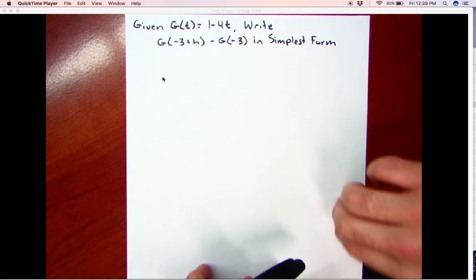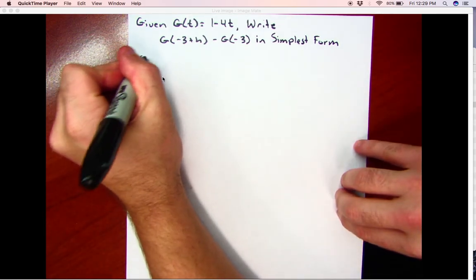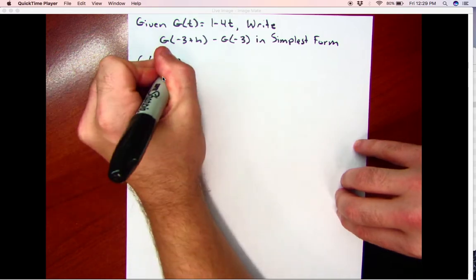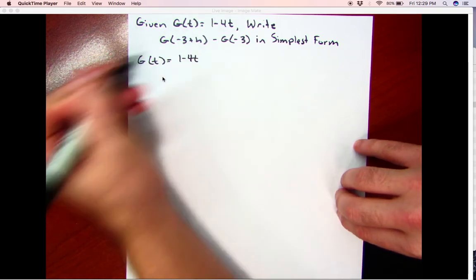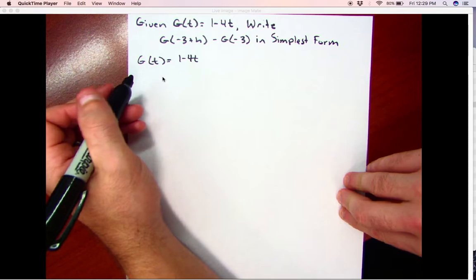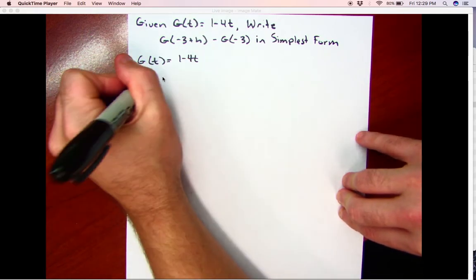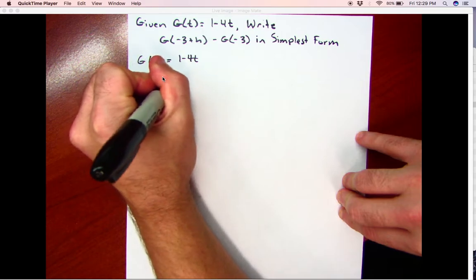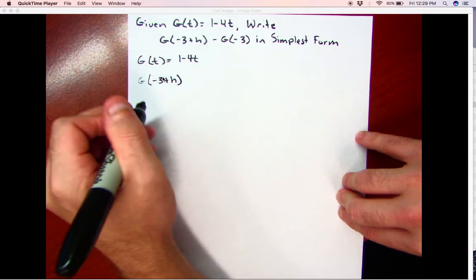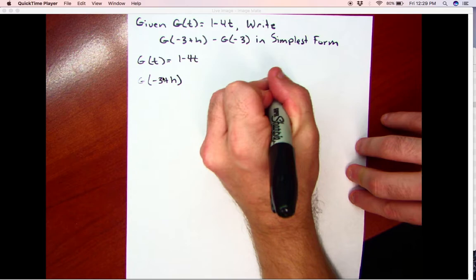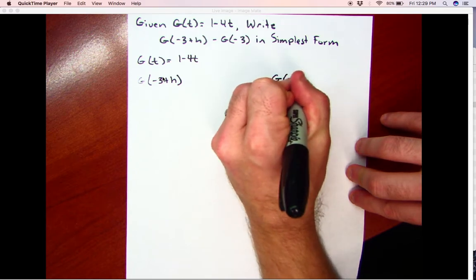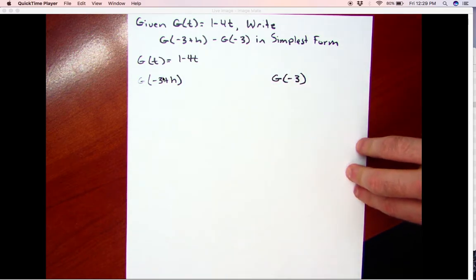So we have g of t, which is our original function, 1 minus 4t. We have to go out and find g of negative 3 plus h. So g of negative 3 plus h. And we have to go out and find g of negative 3. So basically what we're doing here, we're breaking it up into two parts.